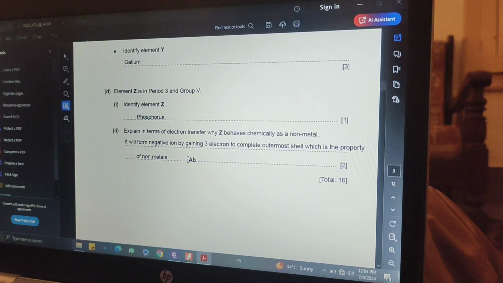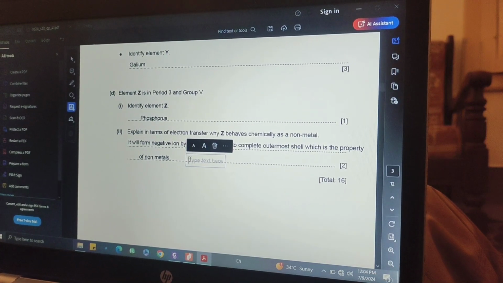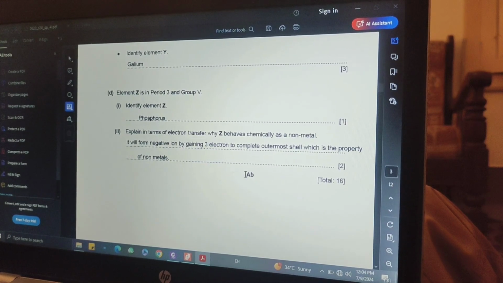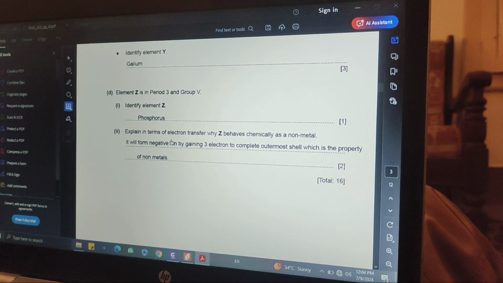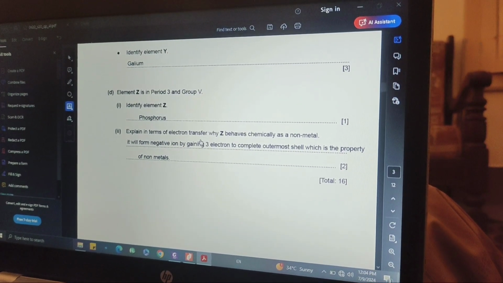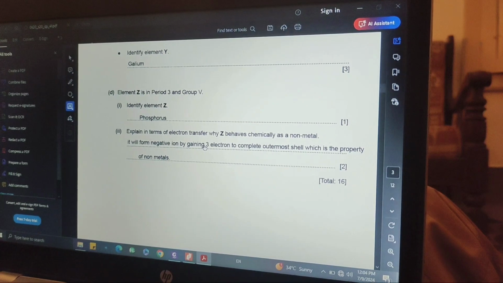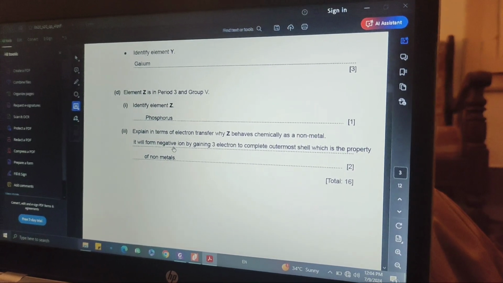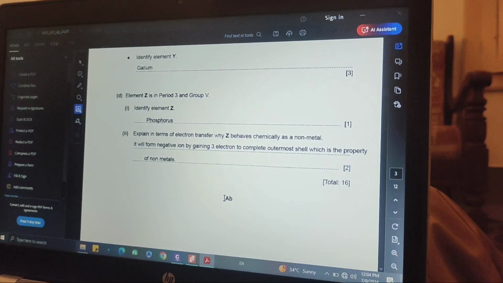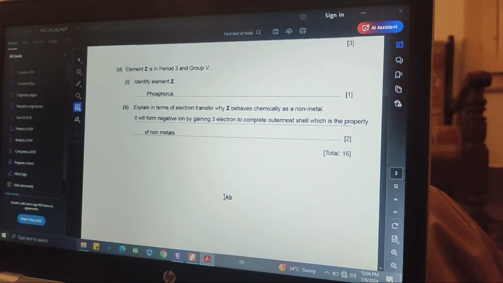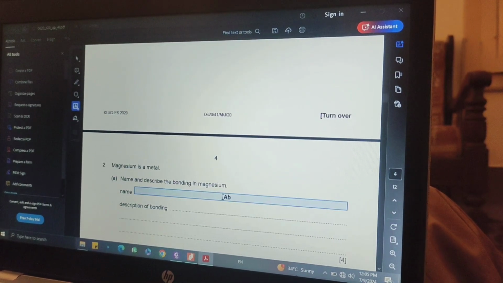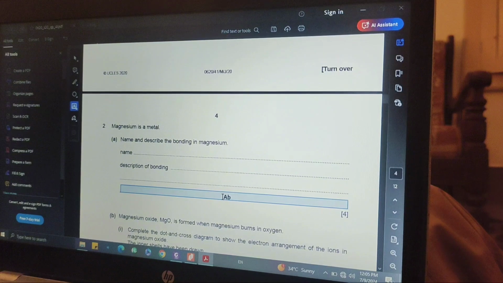or in simple words, we can say it will form a negative ion of -3 charge. 1 mark will be for the formation of the negative ion, and how much negative charge it will have, how many electrons it will be accepting. So 1 mark for mentioning the charge, and the second mark is for providing the number of electrons that can be accepted by the element.